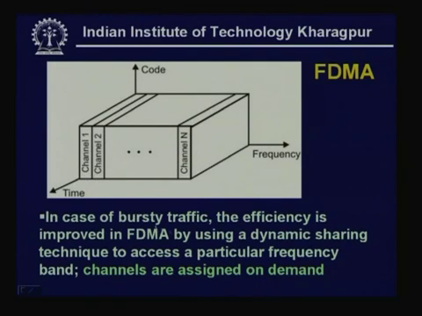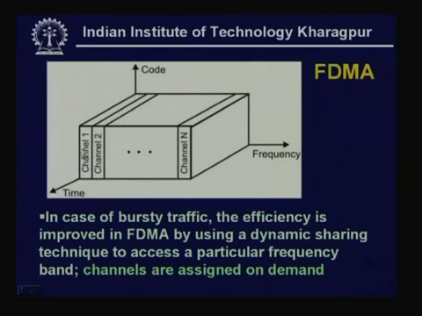However, in case of bursty traffic, the efficiency is improved in FDMA by using a dynamic sharing technique to access a particular frequency band. Now normally for each of these channels a frequency is statically allocated, but if the traffic is bursty, that means all the channels do not have data to send all the time. In such a case, there can be underutilization of the channels, because a channel is statically or permanently allocated to a particular station or user. So in such a case, if the traffic is bursty, that particular channel may not be used.